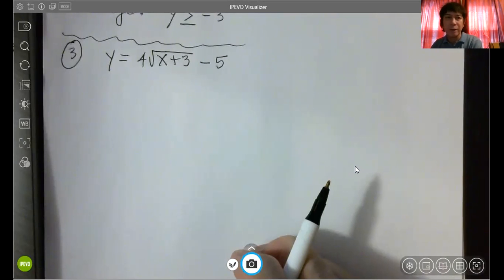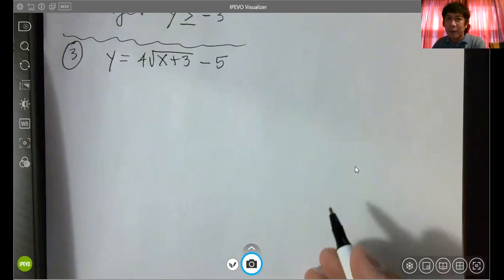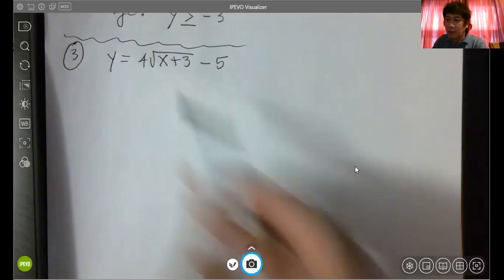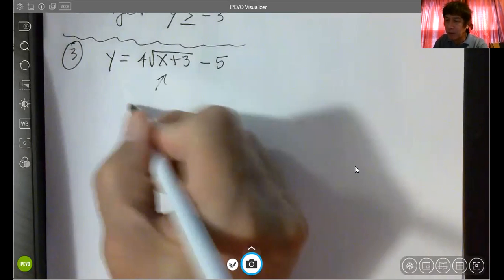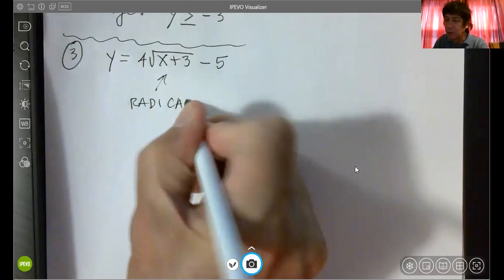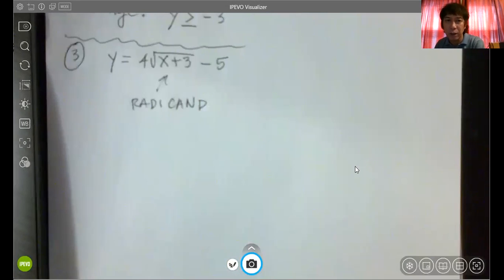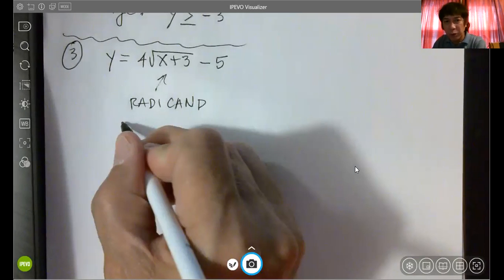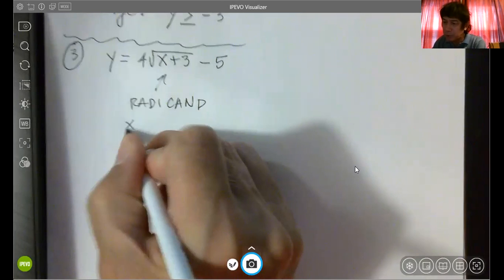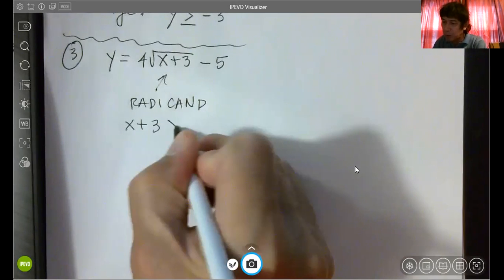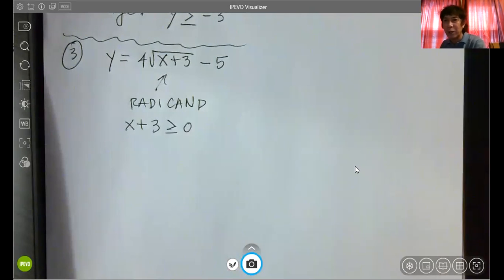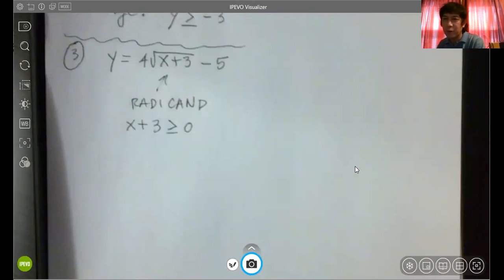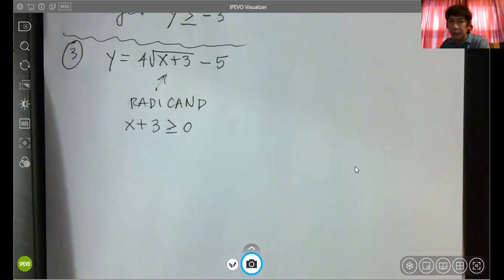Let's see the radicand. We call this the radicand, the term used for the expression inside the square root. The radicand should be maintained at 0 or higher. It cannot be negative. So what we're going to do is set this x plus 3 expression greater than or equal to 0, so we will not encounter a negative square root, and then solve for the domain of x.